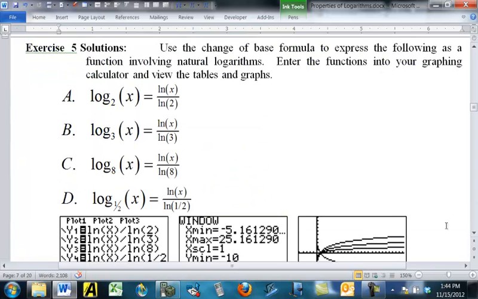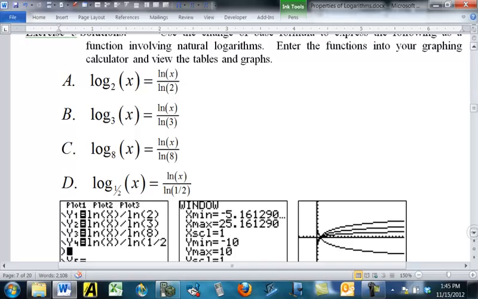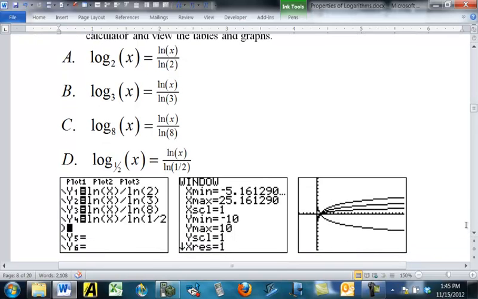Well, you want to rewrite them as natural logs. So log base 2 of x is ln of x over ln of 2. Log base 3 of x is ln of x over ln of 3. Log base 8 of x is ln of x over ln of 8. And log base 1/2 of x is ln of x over ln of 1/2. And so there we go. That's how you put them in your calculator there.